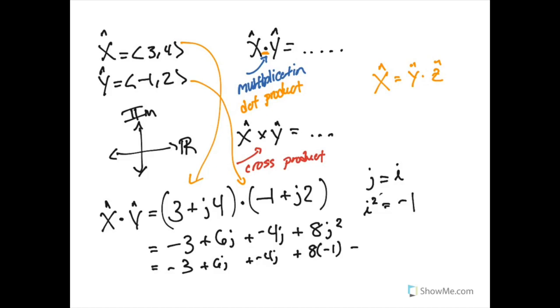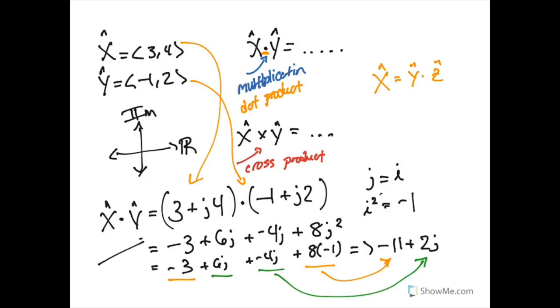So all of these items combined turns out to be negative 11 plus 2j. So negative 3 and negative 8 make negative 11, and 6j and negative 4j make 2j. So for our particular course, when we go to multiply components, we are going to do it in this rectilinear format, and this is the result that we expect to get.